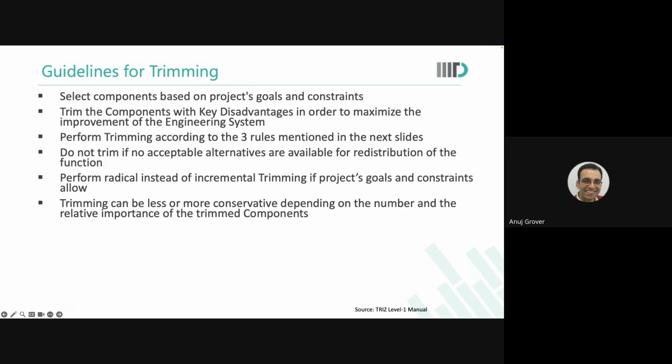Now, there are 3 rules for trimming. We will use them to do that removing process. Now, we do not trim that particular component if there is no feasible alternative to which all the useful functions can be moved. No feasible alternative means not one component, but across components you have to distribute all the useful functions. If you're not able to do that, you cannot trim this particular component.